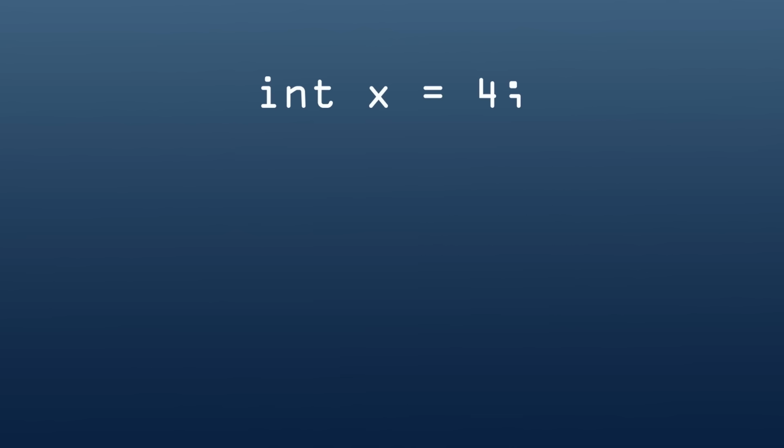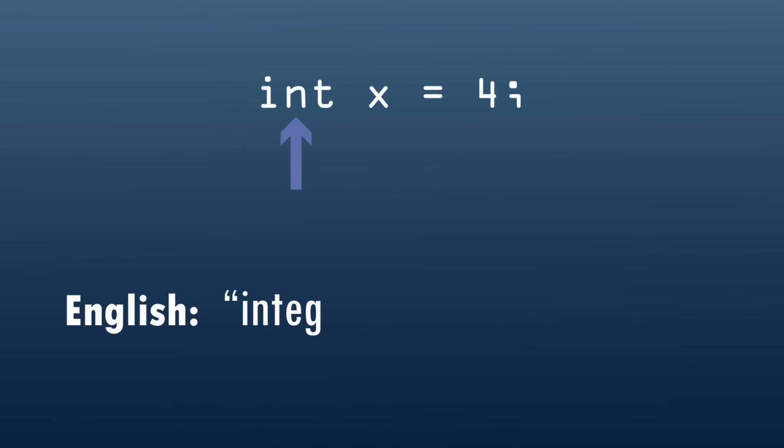The first line is int x equals 4. This line is pretty straightforward. The first part, integer, is the type of the variable, which is 4 bytes wide, and this will matter later in the video. The second part is the name.